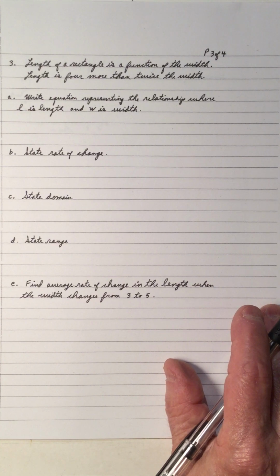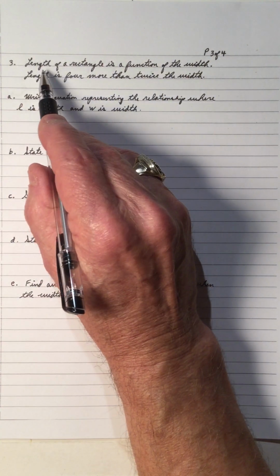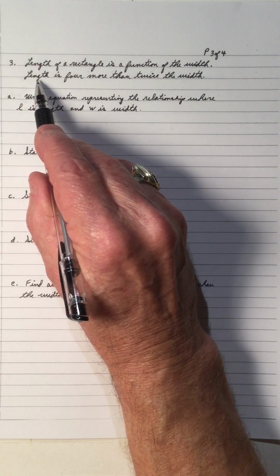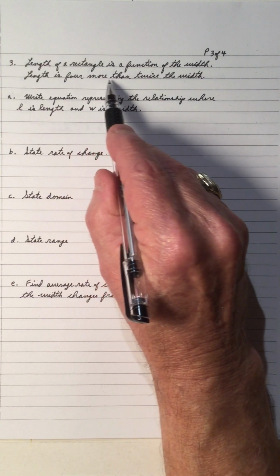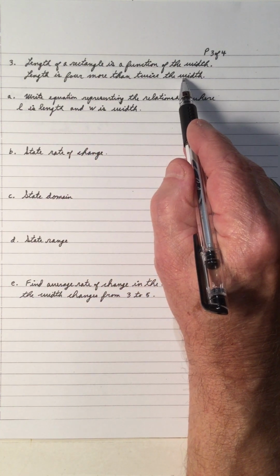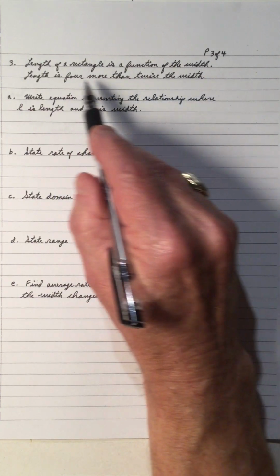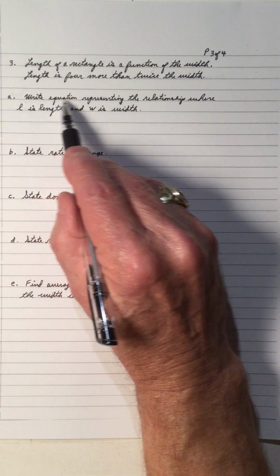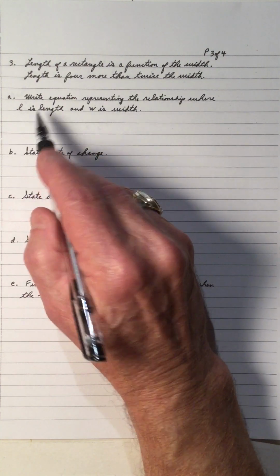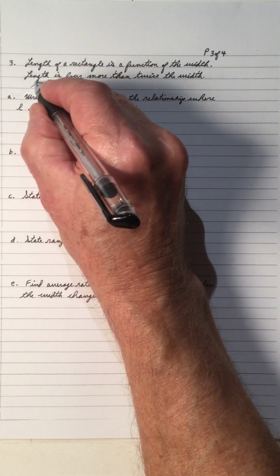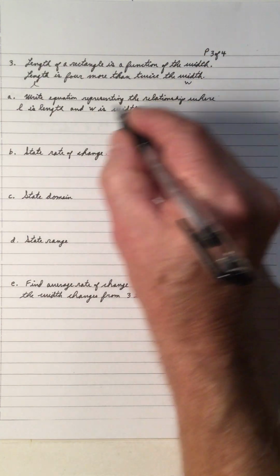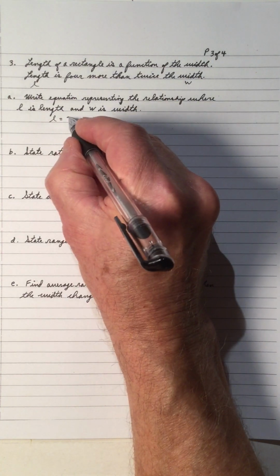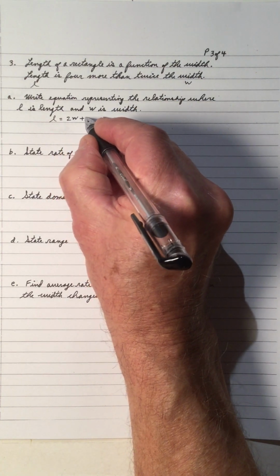Okay, let's do some more. The length of a rectangle is a function of the width. The length is 4 more than twice the width. Let's go through a series of questions now based on this statement. The length is 4 more than twice the width. Write an equation representing the relationship between the length and the width. So if the length is L and the width is W, then the length is 4 more than twice the width. So it's twice the width plus 4.